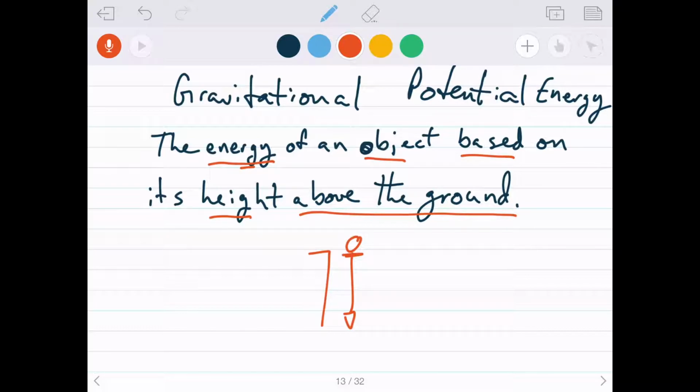So it has the potential to move, but as soon as I let go, the object is going to fall. And when it's falling, we actually lose our potential energy because the object is going through the process of work, force times distance, okay? But before it's dropped, it has potential to drop. So this is the energy of an object based on its height above the ground. So the higher we drop an object from, the higher the potential energy is going to be. And that should also make sense.